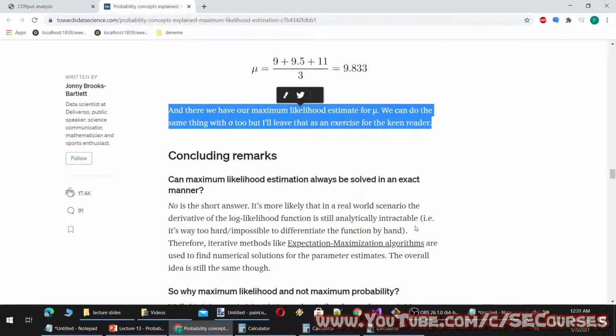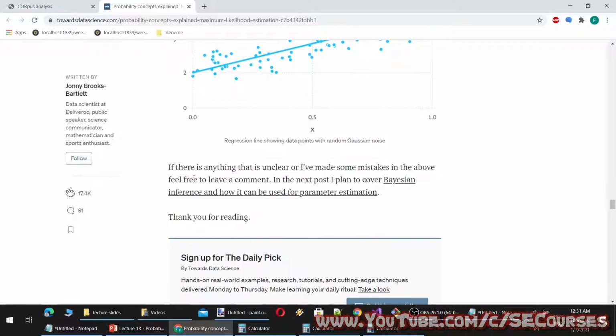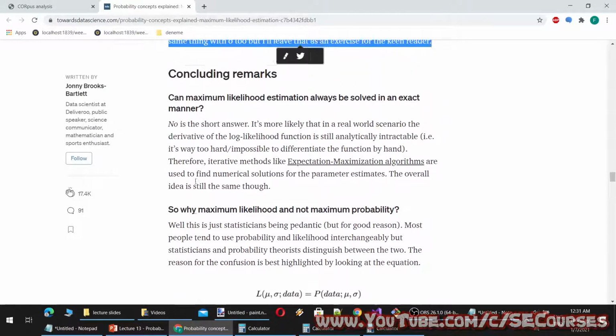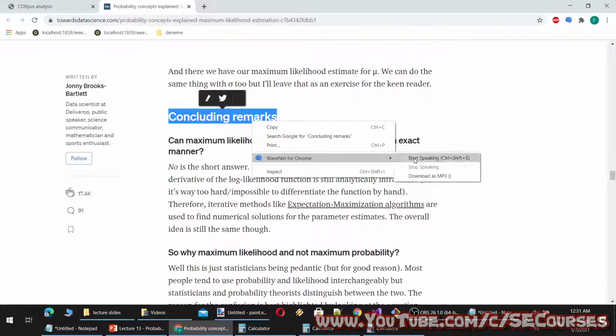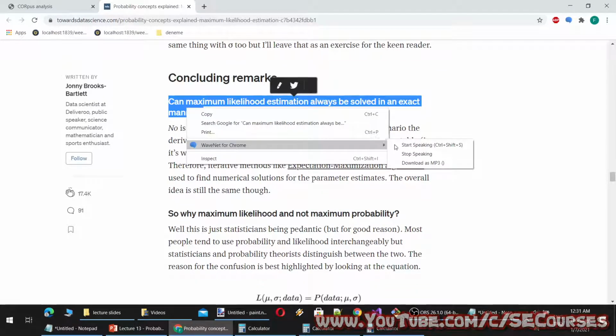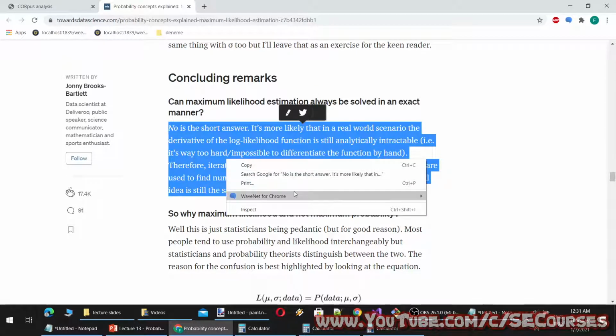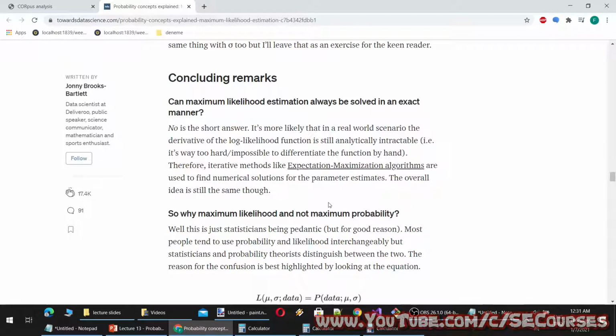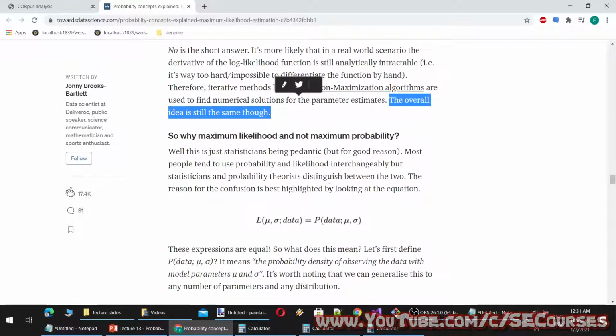Okay, so you see this is how we calculate the maximum likelihood parameters. And let's see the conclusion remarks. Concluding remarks. Can maximum likelihood estimation always be solved in an exact manner? No is the short answer. It's more likely that in a real-world scenario the derivative of the log likelihood function is still analytically intractable, i.e. it's way too hard, impossible to differentiate the function by hand. Therefore, iterative methods like expectation maximization algorithms are used to find numerical solutions for the parameter estimates. The overall idea is still the same though.